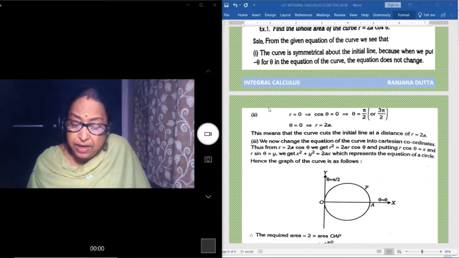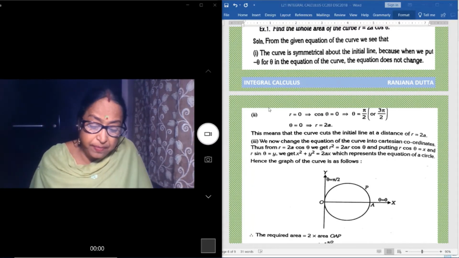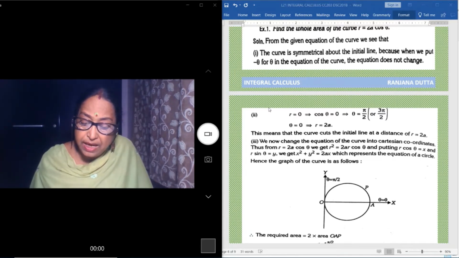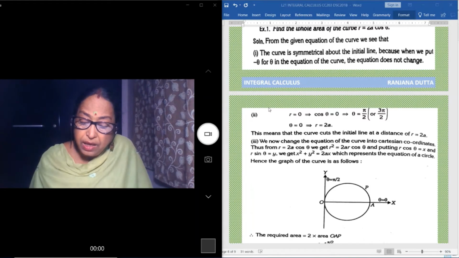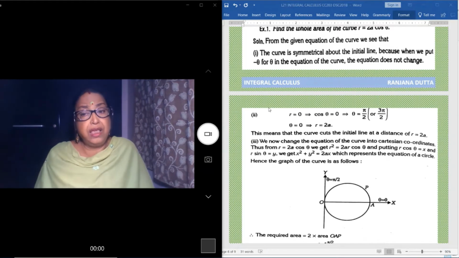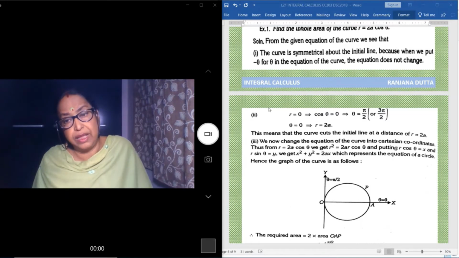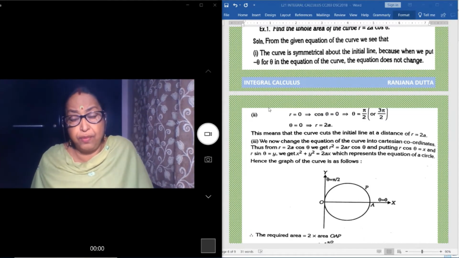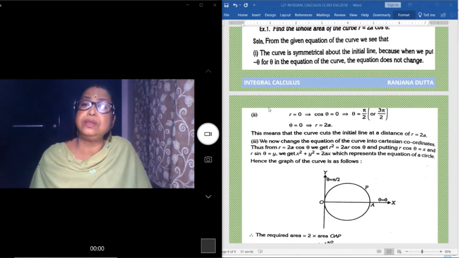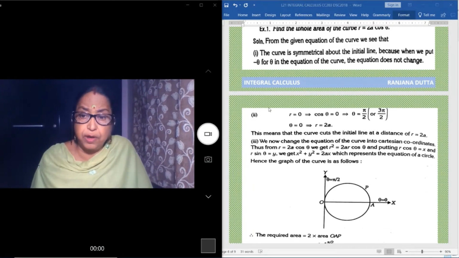So r square is equal to 2a r cos theta. Then putting r cos theta equal to x and r sin theta equal to y, we get x square plus y square equal to 2ax. If you find it comfortable in theta and r, then do that only. And if you find some difficulty in calculating, then change it into Cartesian form and then, taking the proper limit, you can proceed.